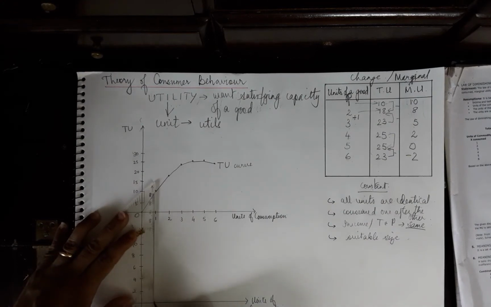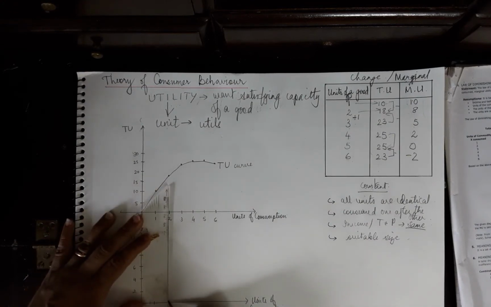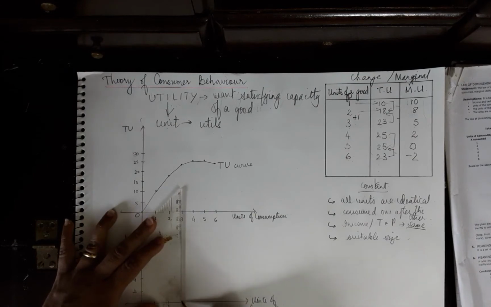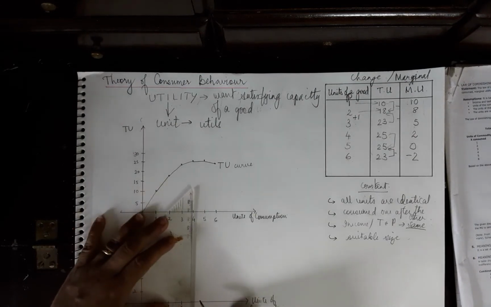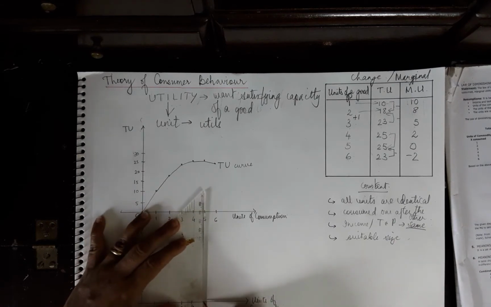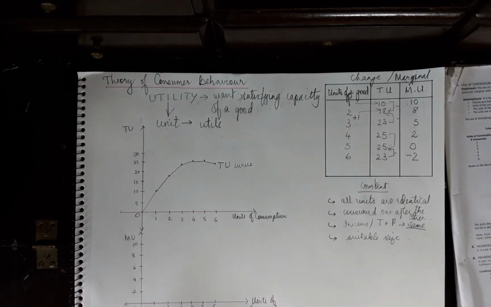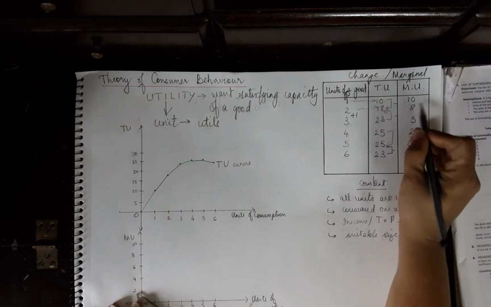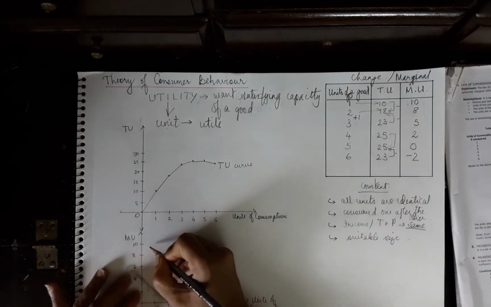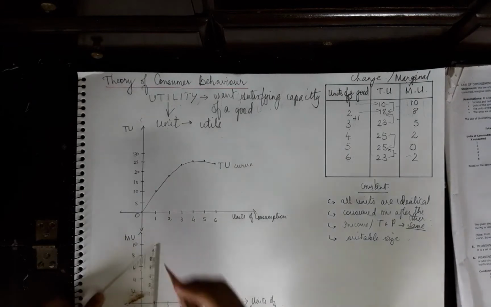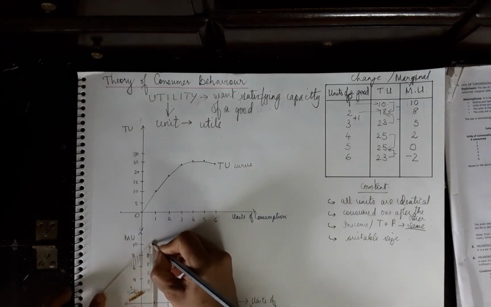See. So I'll put 1, 2, 3, 4, 5 and 6. Now when I am plotting, I have to see 1 unit of a good. What was the marginal utility? It was 10. So I come here and I plot that point.